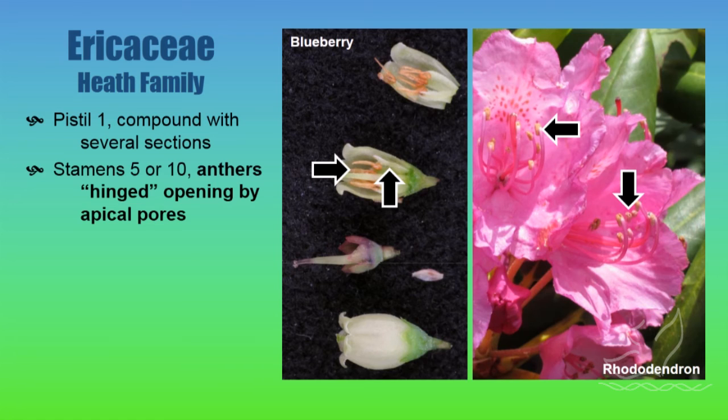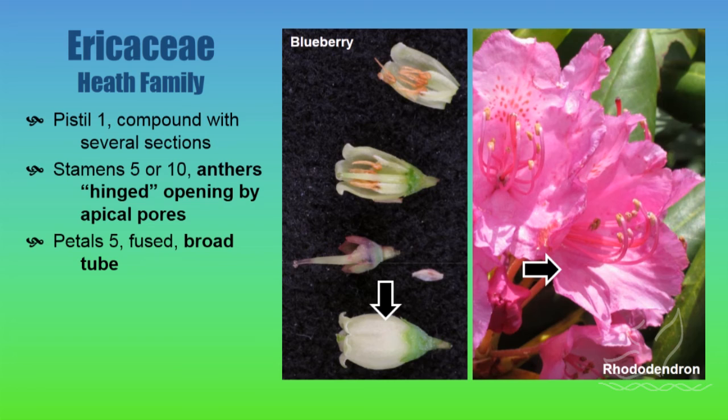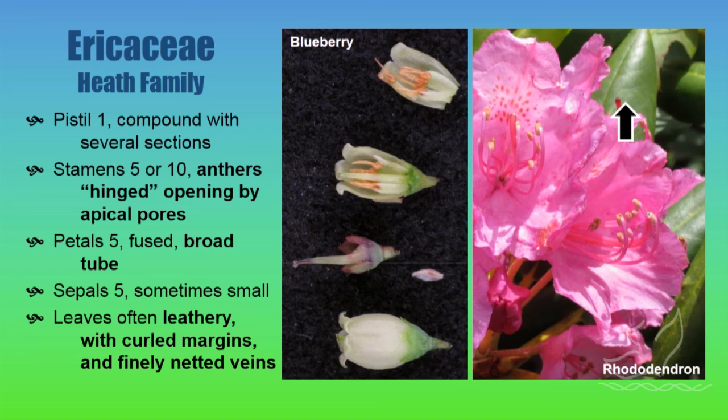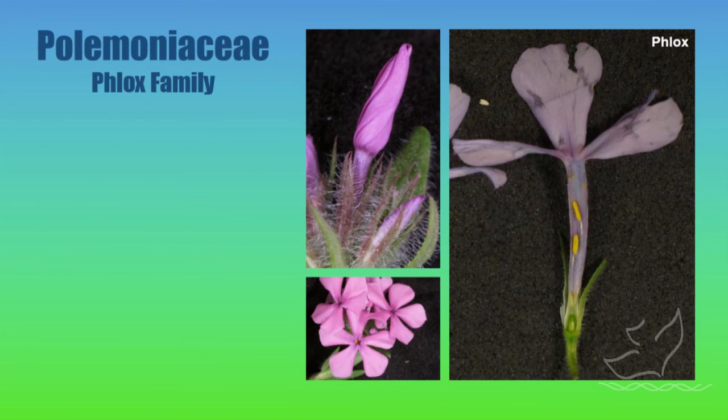Petals are 5 and fused into generally a broad tube. Sepals are 5 and they are often small. Leaves are leathery. They tend to be curled under at the margins and have finely netted veins. So that's the Ericaceae. The Polemoniaceae, or the Phlox family.